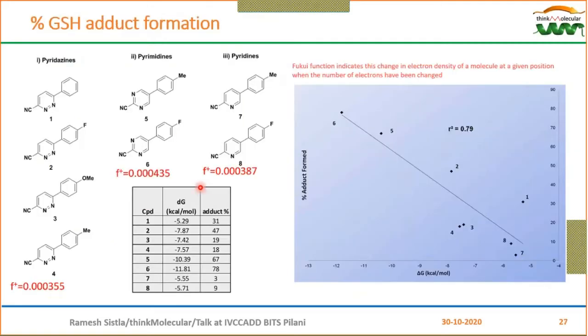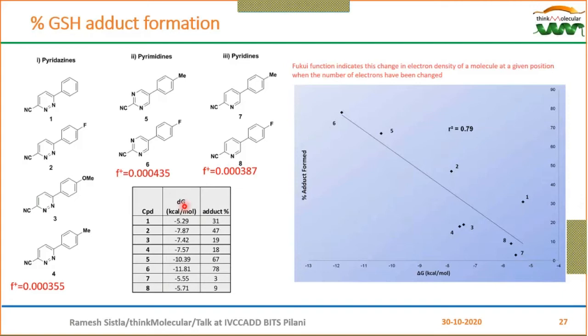So quickly, cutting to the results. These were our 8 compounds. Okay, we had the experimental data. While 7 and 8, the pyridine compounds, formed very little adduct, only about 3% to 9%, 5 and 6, which were the 2-cyanopyrimidines, formed a lot of adduct. The pyrazines formed much less adduct than the pyrimidines, but more compared to the pyridines. So we were trying to explain this.